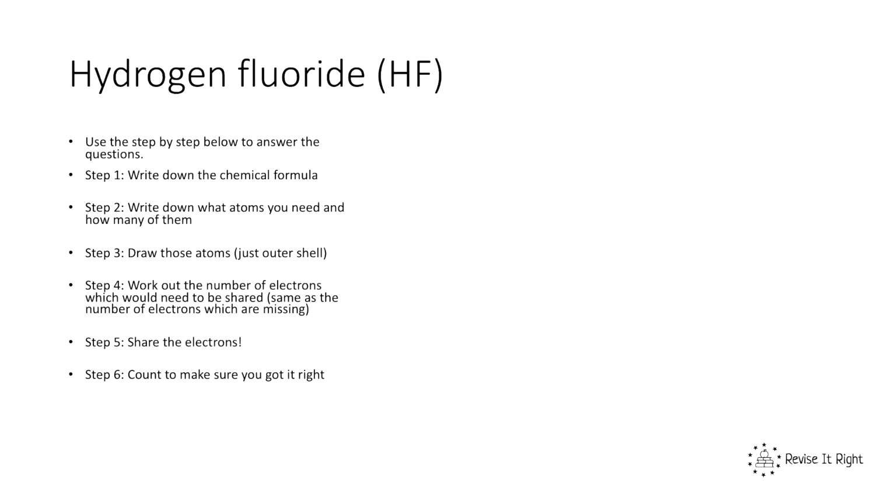So step 1, write down the chemical formula. Well, the formula is HF, it's given us that in the question. And then write down the atoms you need and how many of them. So hydrogen, there's only one because there's no number after it. So we write hydrogen is 1, and then the F stands for fluorine. And again, there's no number after that, so that must also equal 1.